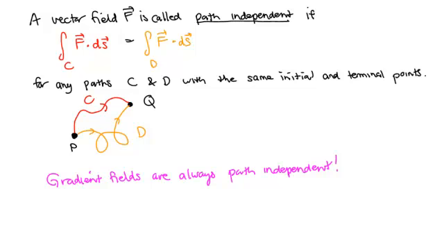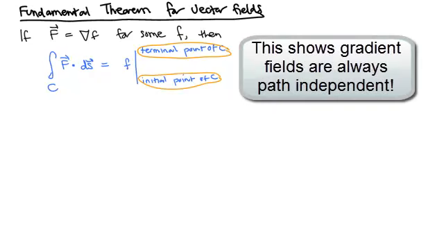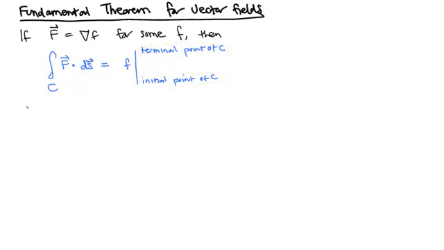Specifically, the fundamental theorem for vector fields states that if big F is the gradient of some function little f, then the line integral of big F dot ds over some curve C is equal to little f evaluated from the initial point of C to the terminal point of C. Notice that the formula on the right-hand side only depends on where C starts and where C stops, but not the path that C takes in the middle. And so this shows us that if a vector field is the gradient of a function, it must be path independent.